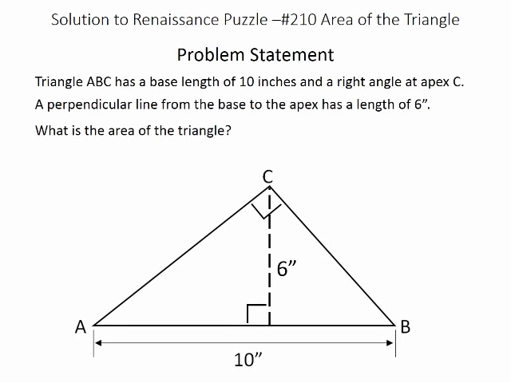Solution to Renaissance puzzle number 210, area of the triangle. Here is the problem statement. Triangle ABC has a base length of 10 inches and a right angle at apex C. A perpendicular line from the base to the apex has a length of 6 inches. What is the area of the triangle?